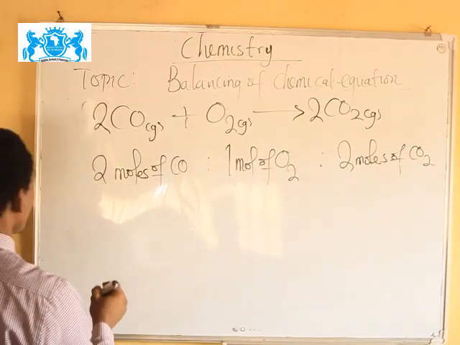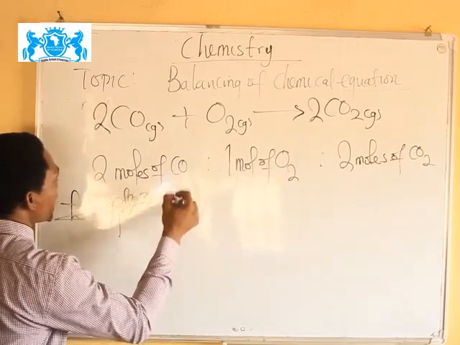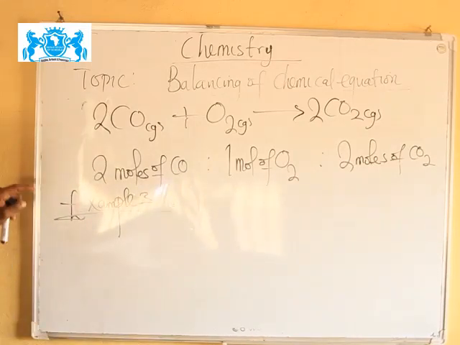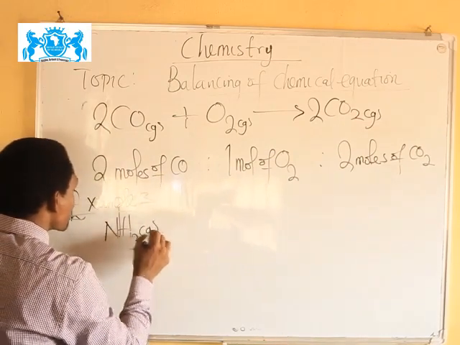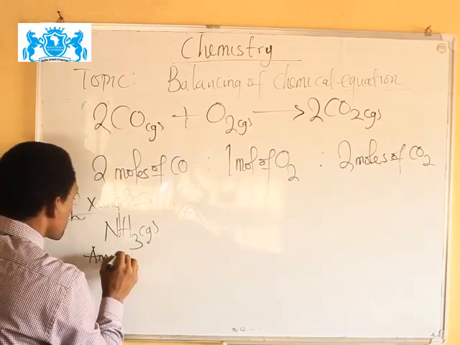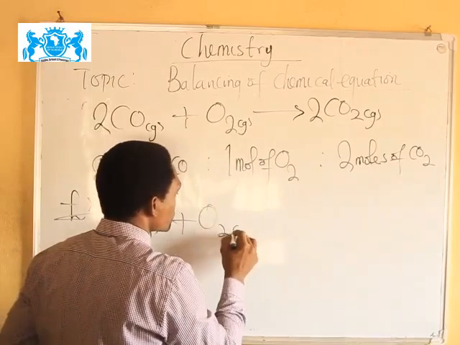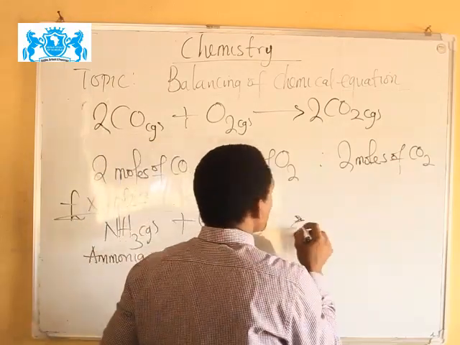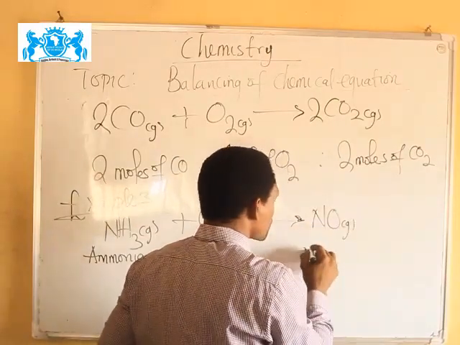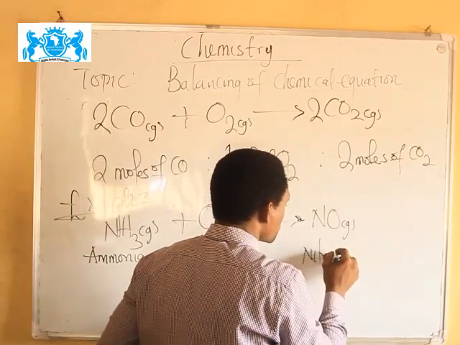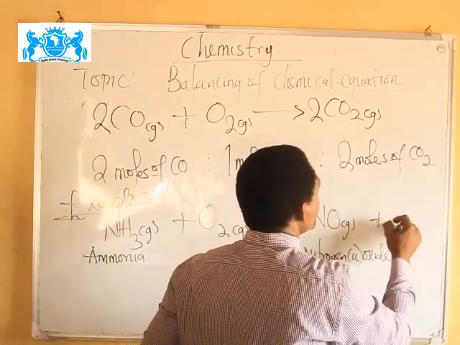Okay. Example 3. This time, the reaction in which ammonia gas, this is ammonia, is burned in oxygen to give us nitrogen 2 oxide. This is nitrogen 2 oxide. And steam.